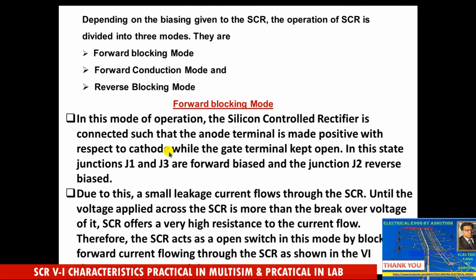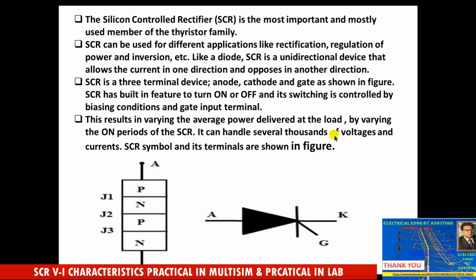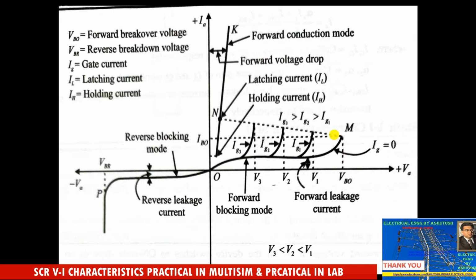Okay, so with respect to the cathode, while the gate terminal is kept open. When Ig is 0, gate current is 0, that means the gate terminal is kept open. And what happens when the gate terminal is kept open? Forward voltage is applied in the forward direction, and it keeps increasing until it reaches a certain level of voltage, that is called forward breakover voltage, VBO.